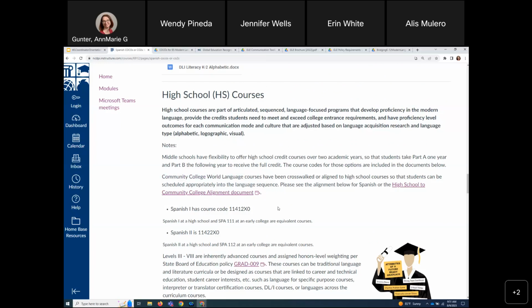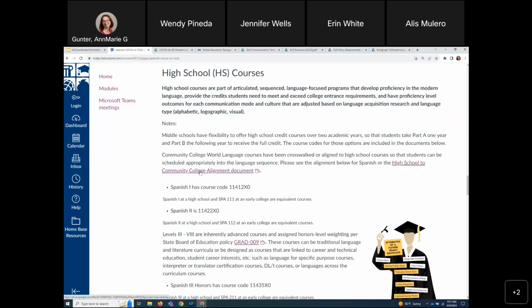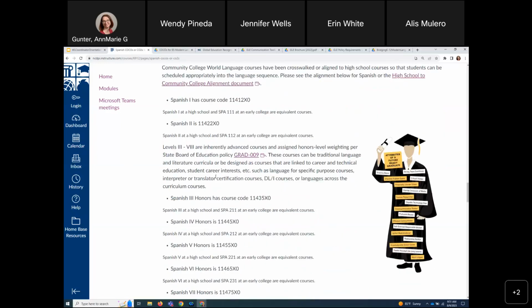And so there's a document that actually covers that. And then you can see here, when we talk about Spanish 1, here's Spanish 1's course code, and then what its equivalent is at early college, which is also on this chart up here on the high school to community college alignment document. So that's available. We have details about levels 3 through 8 being inherently advanced courses like we talked about.